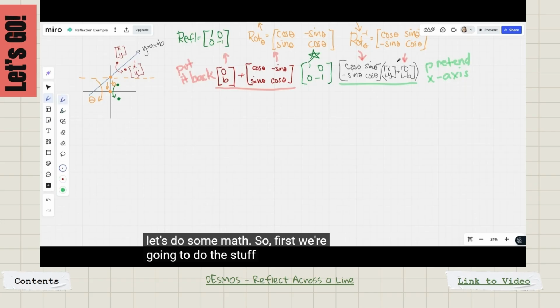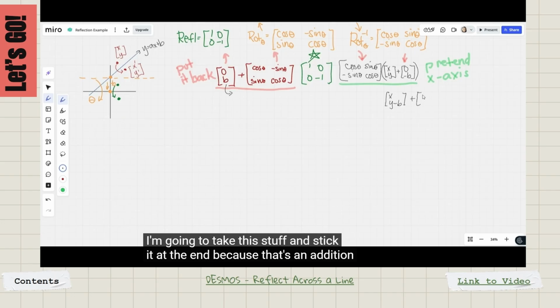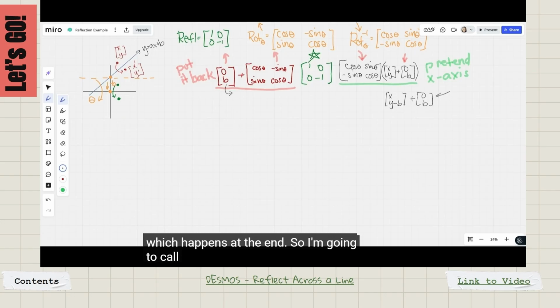So first, we're going to do the stuff in the parentheses, because PEMDAS, right? So I've got x, y minus b. And then just to make it easy, I'm going to take this stuff and stick it at the end, because that's an addition which happens at the end. So I'm going to call this my last bit. This is the last bit I got to do.